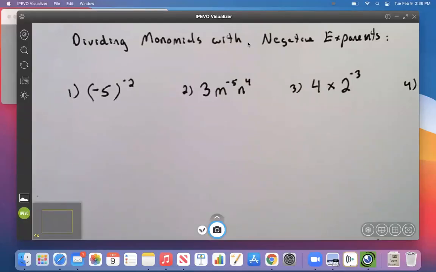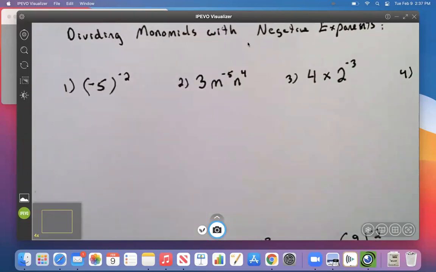Here are some different ways negative exponents are used. I'll let you try them before I do. Try number one.